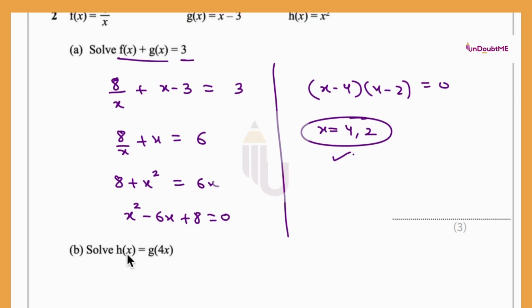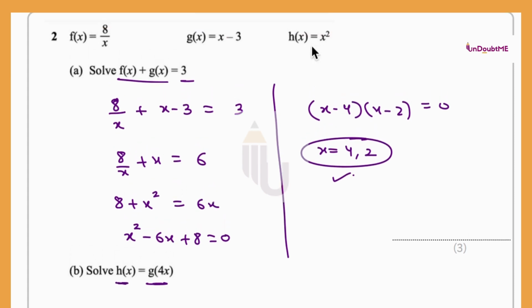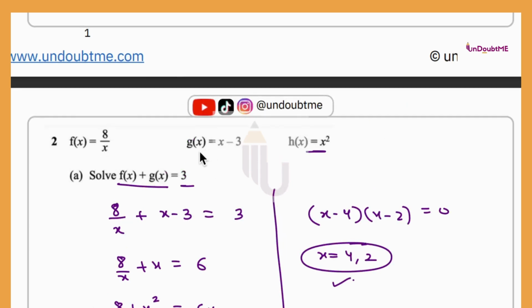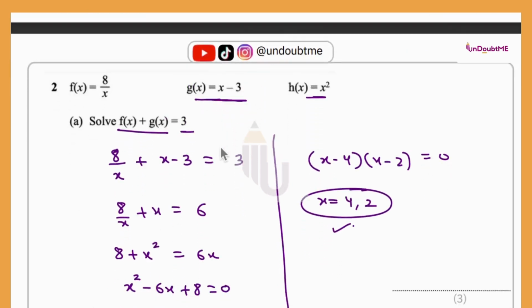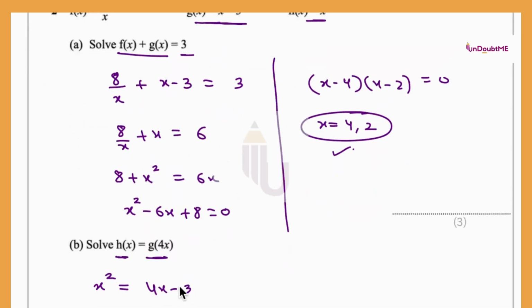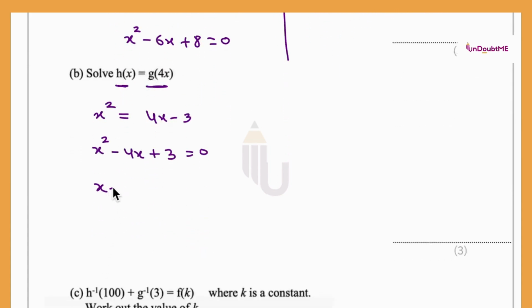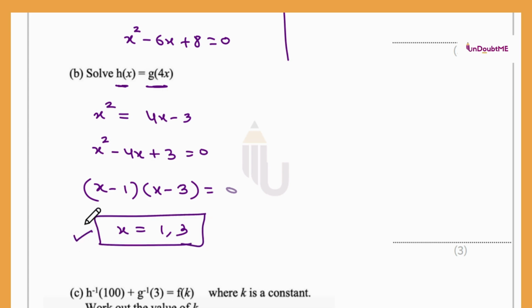Next part of this question is we have to solve for h(x) = g(4x). h(x) is x², so I'll write x² = g(4x). g(4x) means in g, wherever you see x, you just put 4x there. So that will be 4x - 3. On simplification it will give me x² - 4x + 3 = 0. Then the factors will be (x - 1)(x - 3) = 0, and x = 1 or 3. These are the answers.